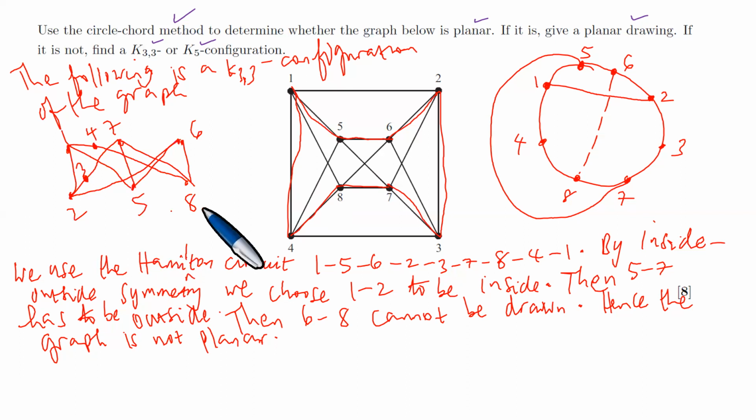All right, so we have this. This one is a K33 configuration because K33 means what? It's without the dots in the middle of the edges, but once you put the dots there, you actually have a configuration. But I want us to analyze this very carefully in view of the Hamilton circuit we chose in the beginning, so you have that one goes to five, goes to six, and to two. From two we go to three. From three we go to seven.